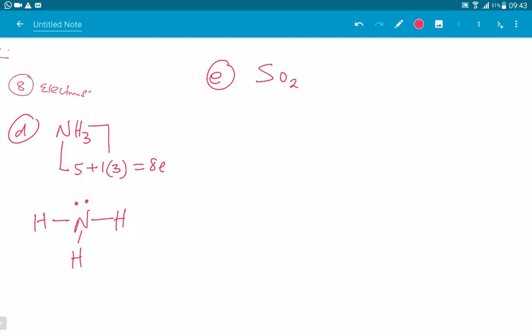This is sulfur dioxide. Where do we start from? I'd like to get from you someone to value. We calculate the valence of the compound. Very good. So you can tell us what's the valence electron of sulfur? Six. That's good.